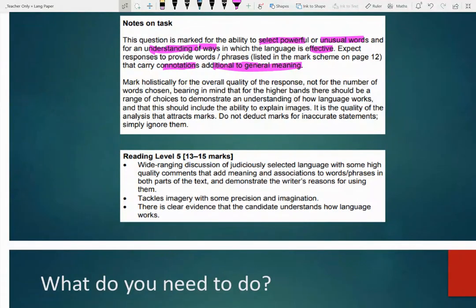Down here, it talks about how you've got to focus on images. So you've got to make sure that you're talking about similes or personification or metaphor to some degree.